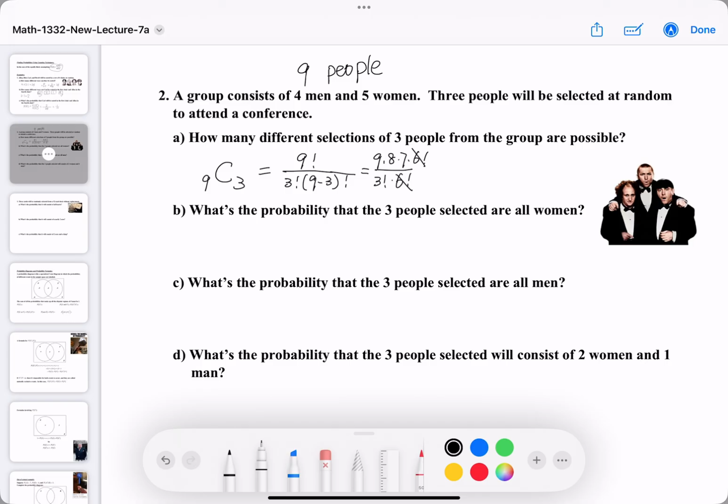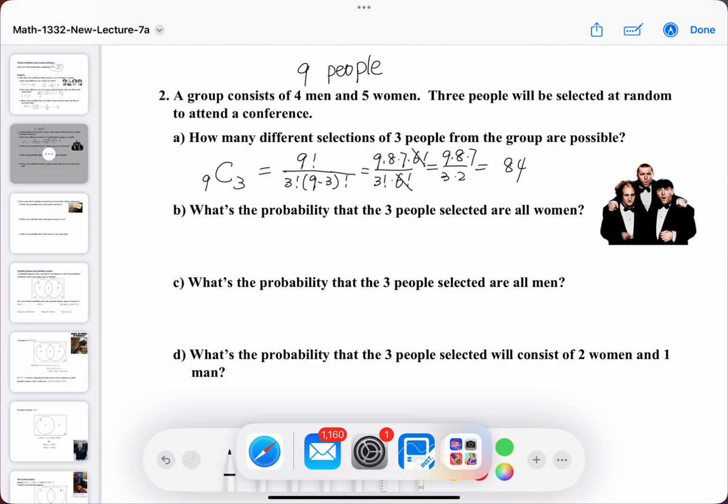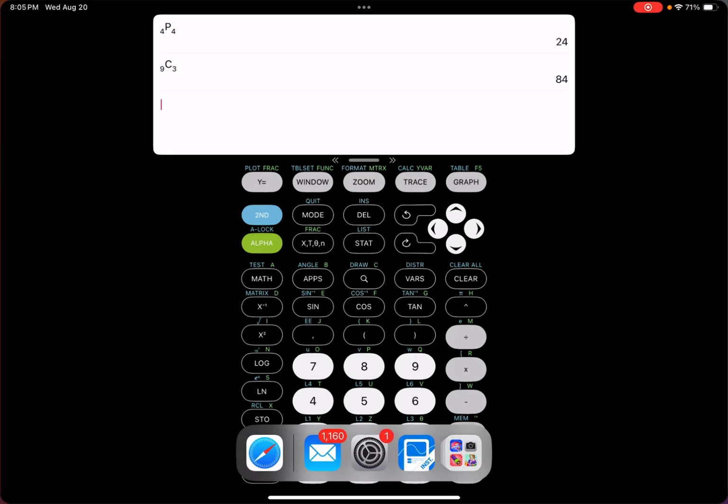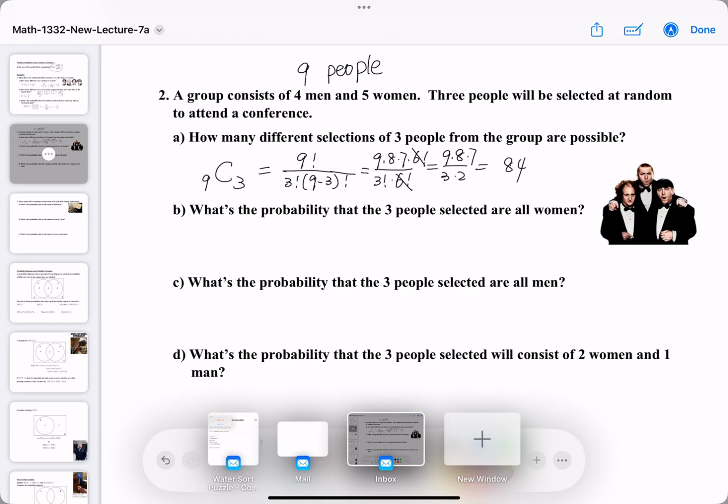So do the cancellation. And then the 3 factorial is 3 times 2, and 9 times 8 times 7. And then we can do the cancellation. It is 84. We can also use our calculator, select nCr, and put 9C3, 84.